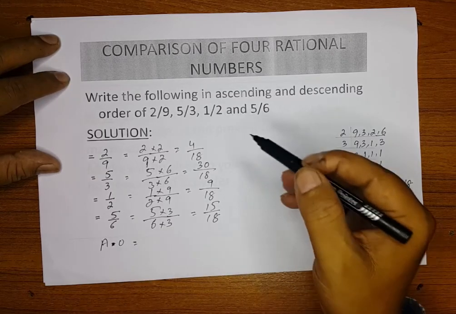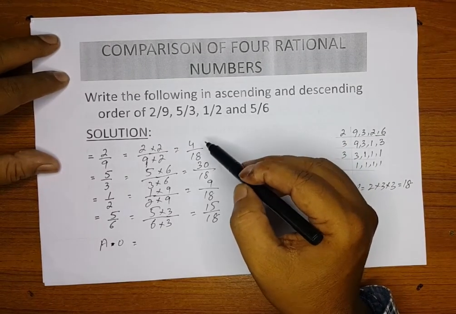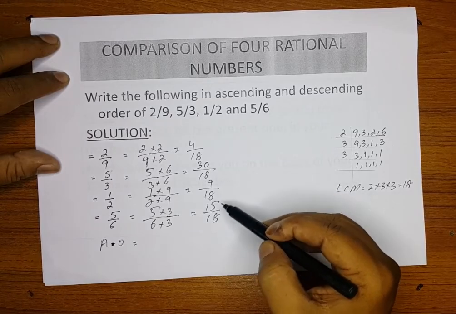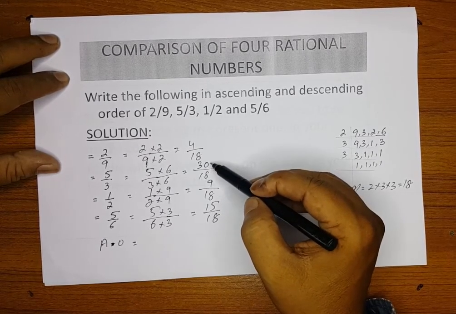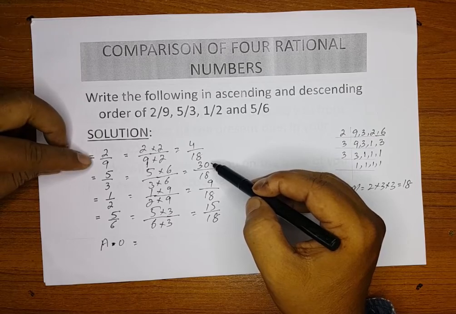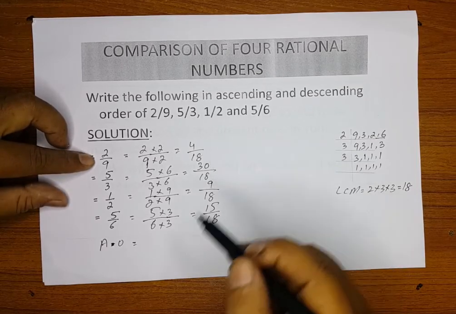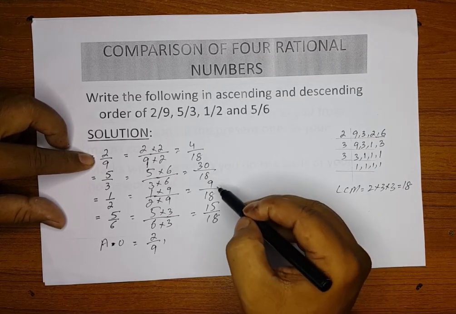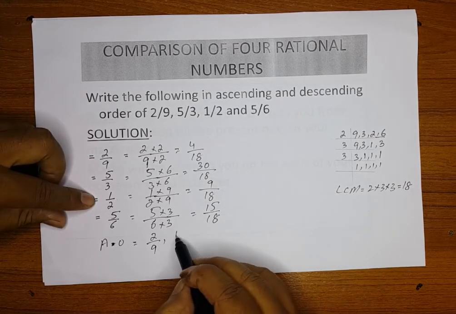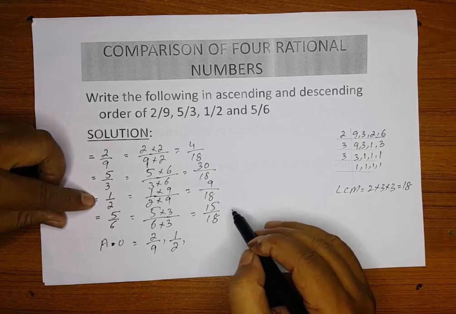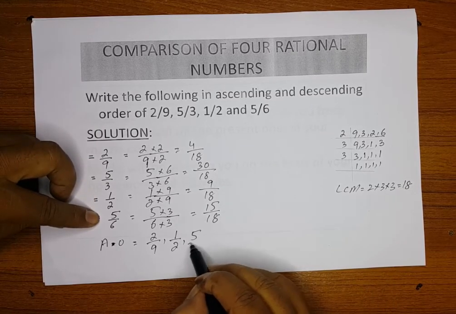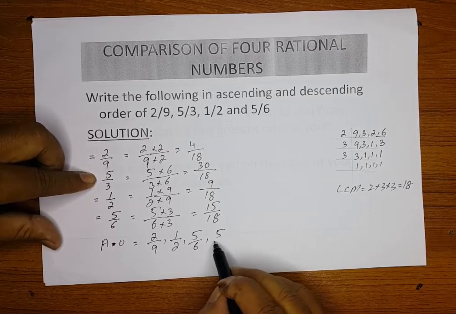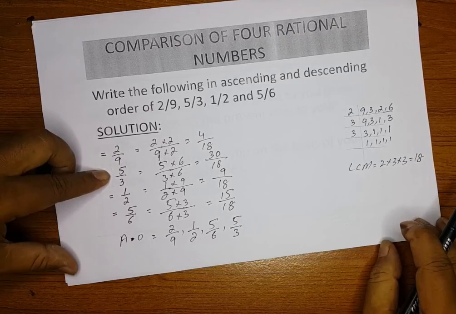Now come to ascending order. Smaller to bigger. Watch. Smallest, our numerator is 4, then 9, then 15, and then last is 30. Original of 4 upon 18 is 2 upon 9. Then 9 upon 18, original is 1 upon 2. Then 5 upon 6. And last is 5 upon 3. So this is ascending order.